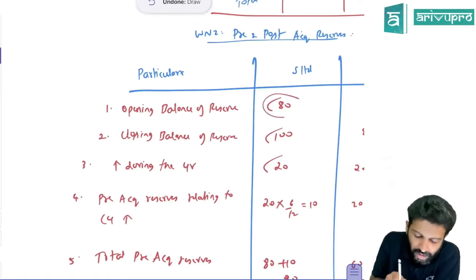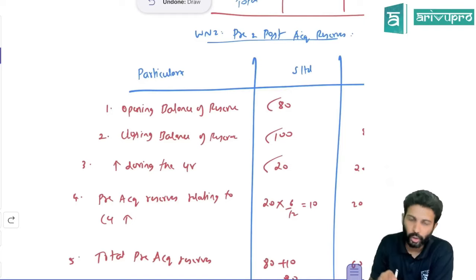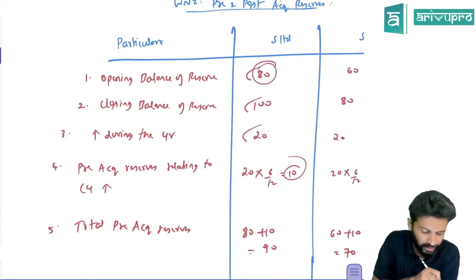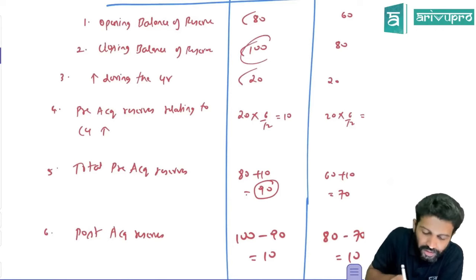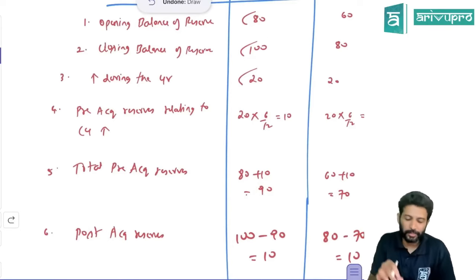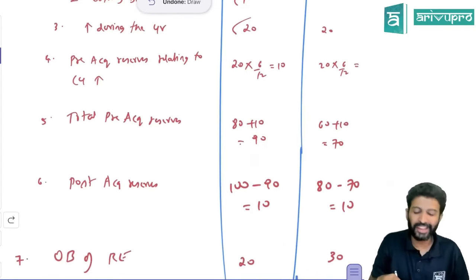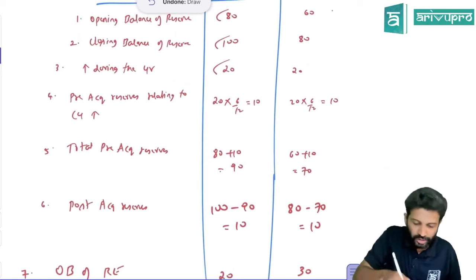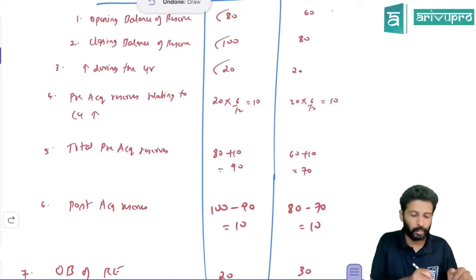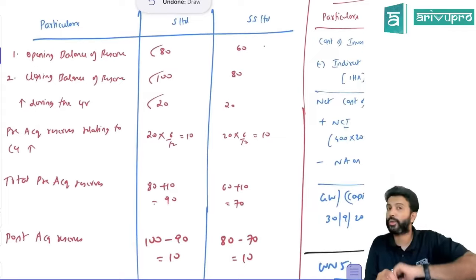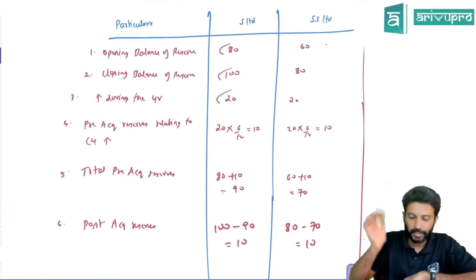And opening balance of reserve was there before parent got the control. So this is also pre, this is also pre. So what is the total pre-acquisition reserve? 90. What is the closing balance of reserve? 100. In 100, if 90 is pre, obviously post-acquisition reserve will be 10. So this was not there in the previous problem, hence we did not put this working note. This is there in this particular problem alone, hence we did this. Again, we'll do it for SS. If you have not understood, you will get some clarity now.